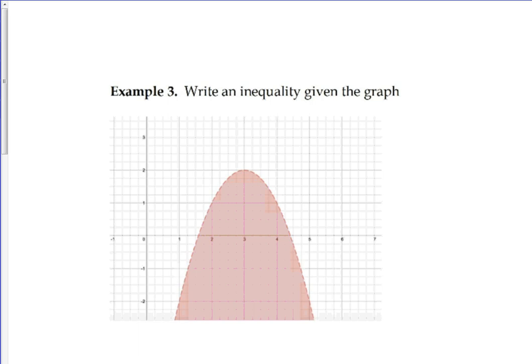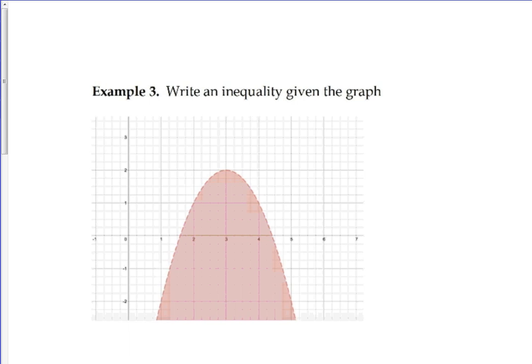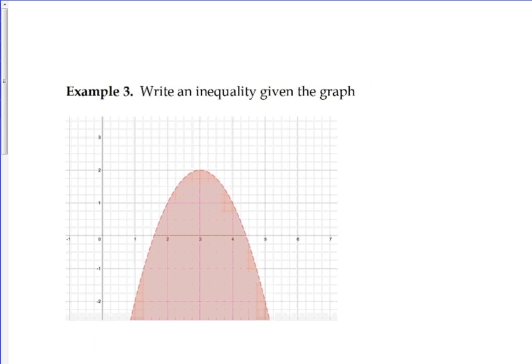Write an inequality given the graph. All right, what do we know about this graph? Okay, it has a negative. Yeah, we expect a to be less than 0. It's opening down. What else do we know? The vertex, what's the vertex at? Vertex is 3 and 2.